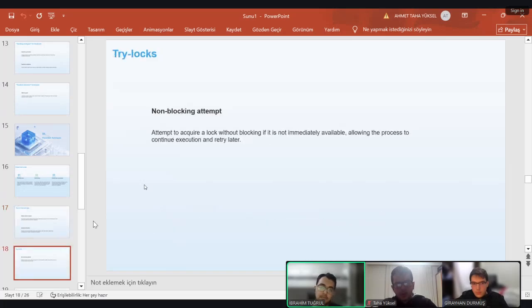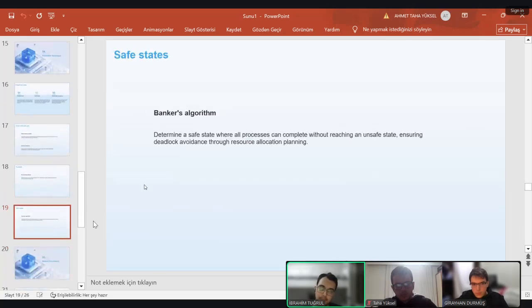Try locks, non-blocking attempt, which is attempting to acquire a lock without blocking if it is not immediately available, allowing the process to continue execution and retry later. Safe states, we have the Banker's algorithm here. Determine a safe state where all processes can complete without reaching an unsafe state, ensuring deadlock avoidance through resource allocation planning.